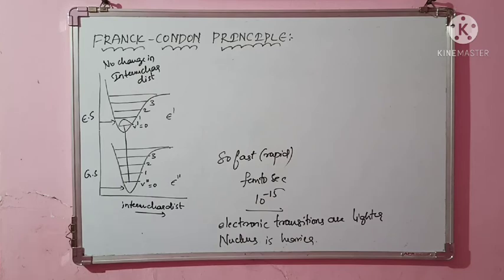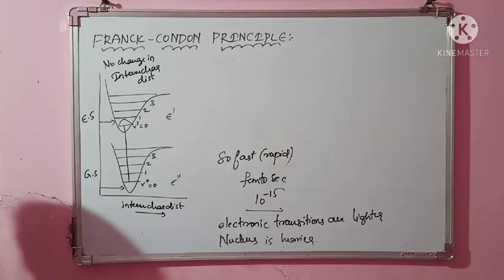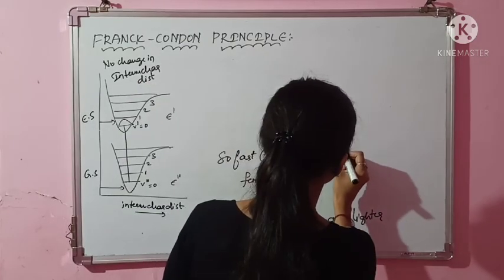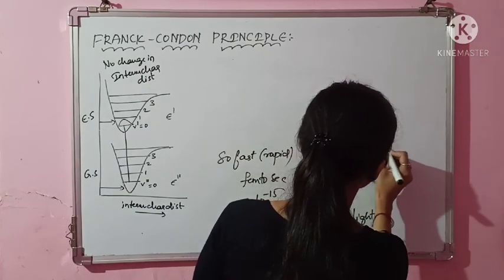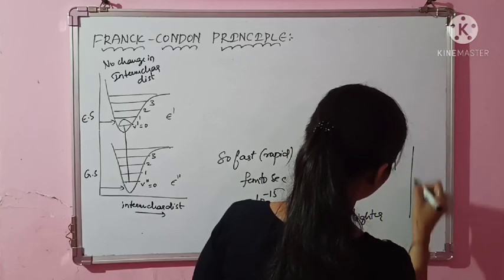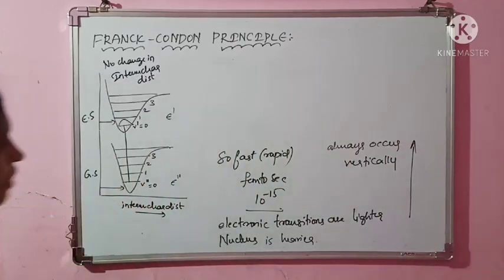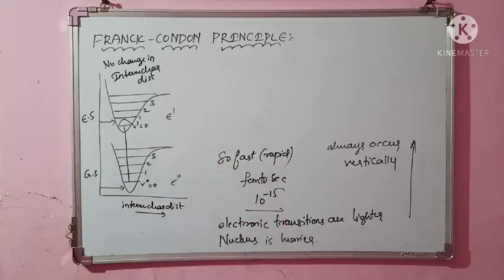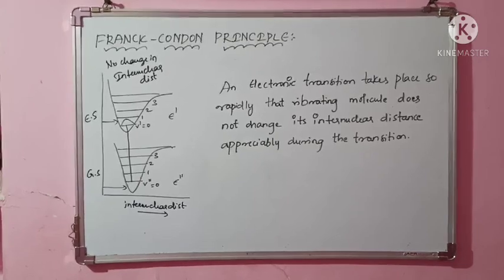It also states that whatever transition is taking place, it always occurs vertically in the diagram. Vertically means like this. So transitions always occur vertically, and they are so fast. Before the molecule undergoes vibration or before it thinks that its internuclear distance should be increased, your transitions will take place. This is all about the Franck-Condon principle.